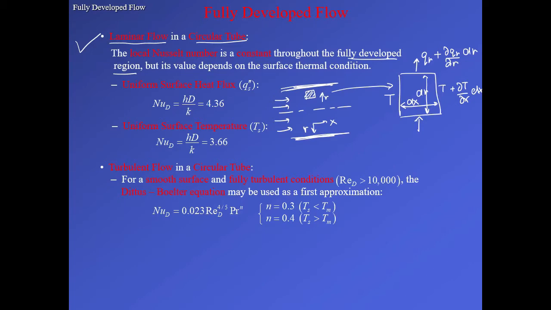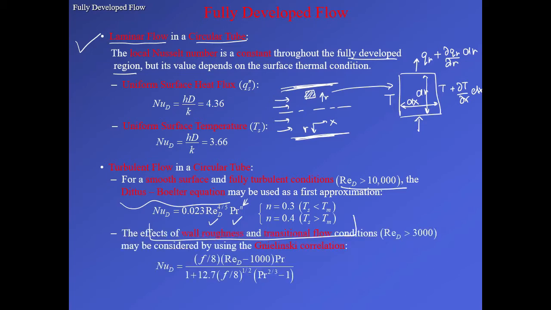So for turbulent flow in a circular tube, if the surface of the tube is smooth, and we're talking about fully turbulent conditions, that is Reynolds number greater than 10,000, so we are safely in the turbulent zone, we can use the Dittus-Boelter equation, which gives us the Nusselt number as a function of Reynolds and Prandtl number. It does have a coefficient which is different if the pipe's cooler than the fluid, or the fluid's cooler than the pipe.